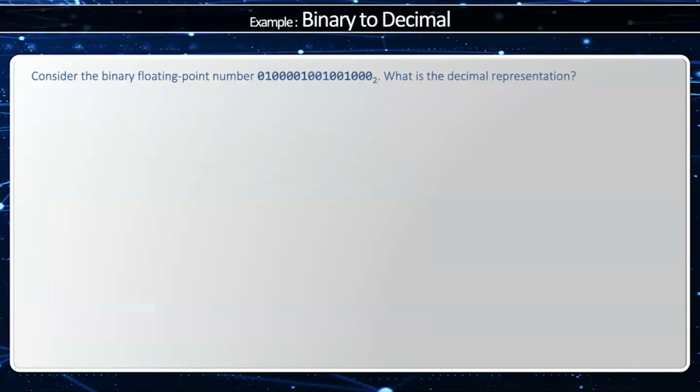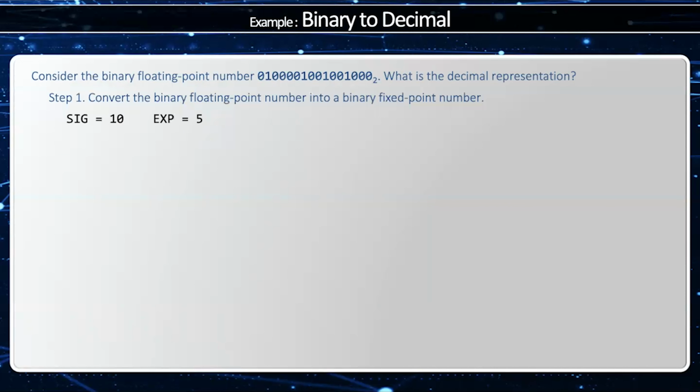Let's go through a couple examples here. First of all, I have this 16-bit floating point number, which looks kind of random, but let's see what this is in decimal notation. Okay, so first of all, I'm going to convert the binary floating point number into a binary fixed point number. So my significand is 10, my exponent is 5, because this is a standard 16-bit floating point number. But realize I can do this with any significand width and with any exponent width. I can have a significand of 1,000 bits if I want, and it's going to work all the same.